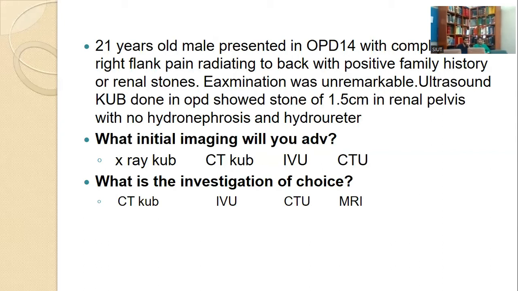So it's an interactive session, so please participate. The ultrasound has been done, the patient has a family history, there is a stone. What do we do now? Why CT KUB? Because of the family history, okay? The scenario is this: what are the initial investigations after ultrasound KUB? The rationale was that there was a family history of stone disease. What is your rationale for a CT KUB?